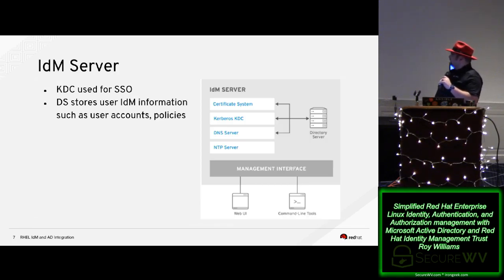So our IDM server has several pieces to it. We've got DogTag CA. It's a small CA. It's not a full-blown CA like Red Hat Certificate System. We've got Kerberos KDC, which takes care of our single sign-on. We're running Bind to take care of our DNS, much like Active Directory does when you join a new computer to it. And we also can do NTP from here.